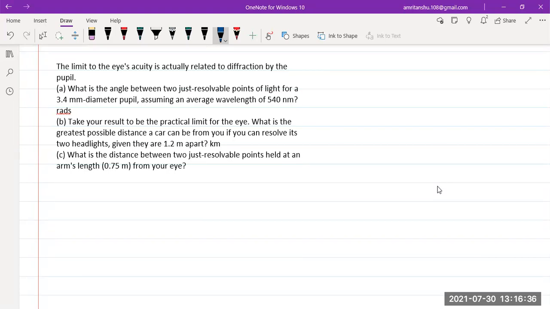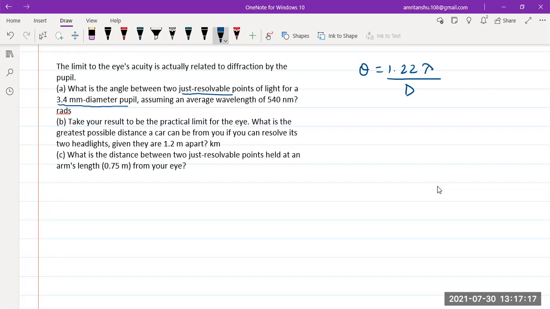So now again here the problem is the angle between two just resolvable points. Again here they have used the phrase just resolvable. So whenever this comes, just resolvable, you have to understand theta between those two points is going to be 1.22 lambda by d. D, I told you, is the diameter of the aperture. So what diameter of aperture are we going to take? Here it's given, the pupil of the eye. The diameter of this, 3.44 millimeter, is the diameter of the eye. Assume an average wavelength of 540 nanometers. Okay, so wavelength is also given to you.